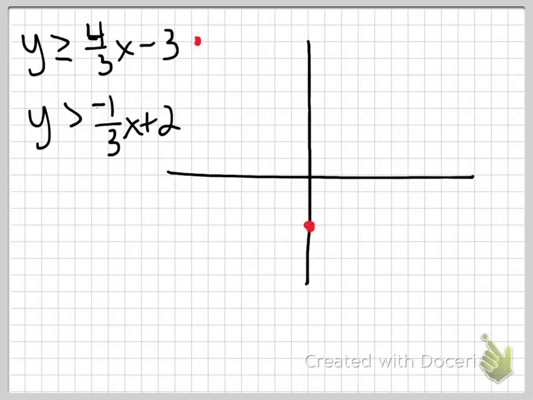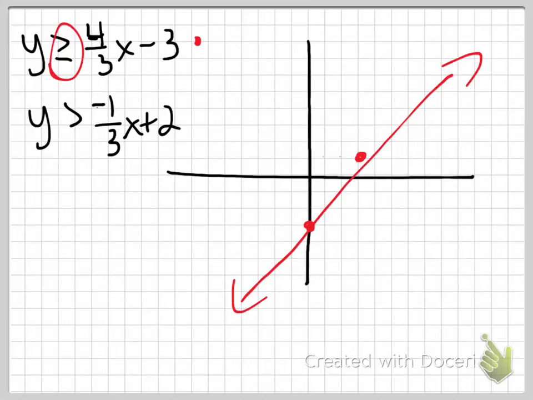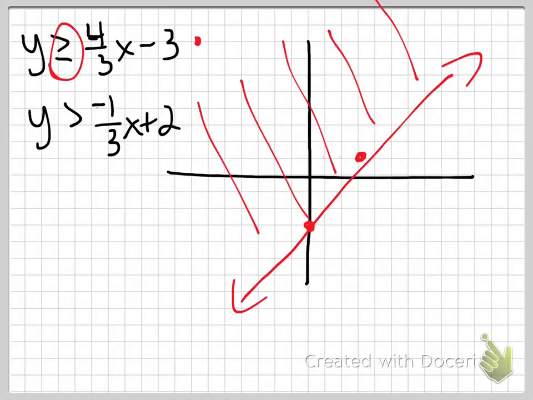And then I'm going to go up 4 and right 3. It's not wanting to take my dot there. And then I check the sign. It is greater than or equal to. So I am going to, oh, that was a little bit gross. Just forgive me. Just ignore it. I just pretend I didn't do that. It is greater than or equal to, so I am going to shade above.